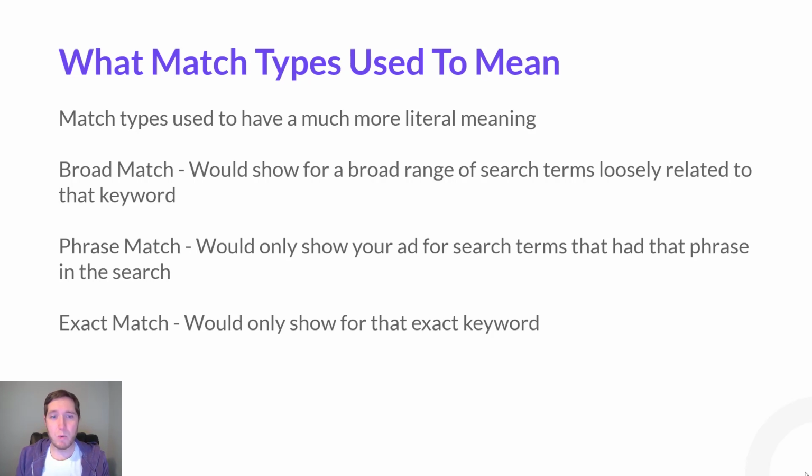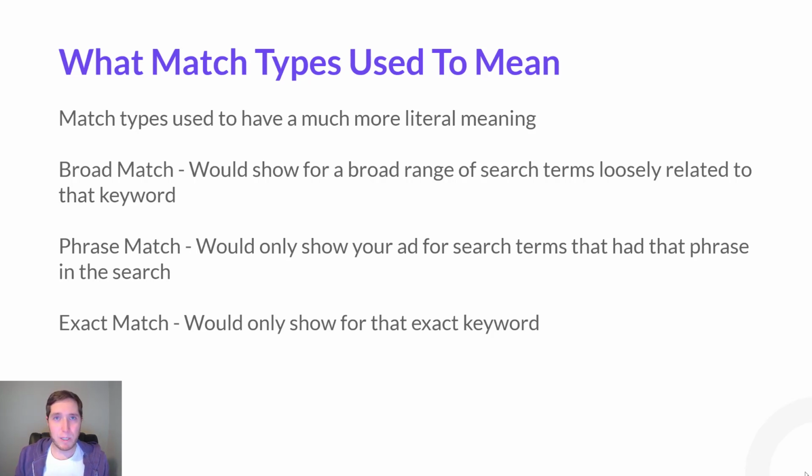Phrase match, on the other hand, would only show for search terms that had that specific phrase in it. So if you were bidding on the phrase car detailing, for example, that search term would have to have that phrase car detailing in the search term for your ad to actually show for it. Nowadays, that's not really the case. Now, exact match would only show your ad for that exact keyword. So if there was any variation in it, it would not show your ads for that keyword.